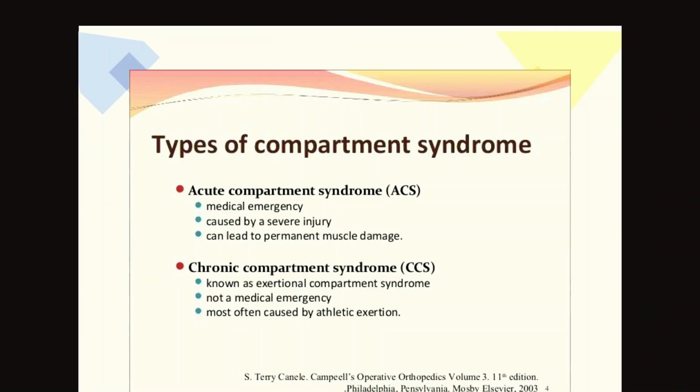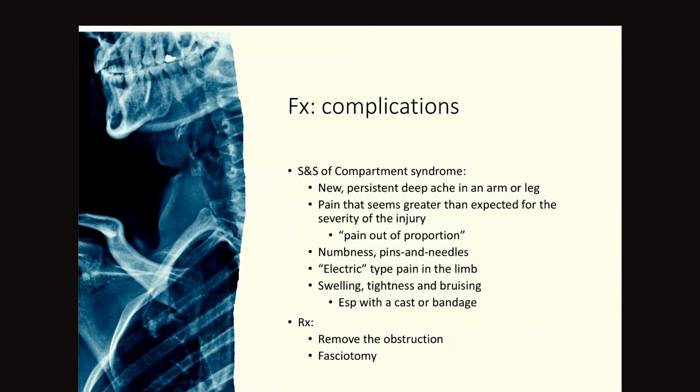So there's acute and there's a chronic form. The acute is the medical emergency, usually caused by a severe underlying injury. Something caused it to happen and it can lead to permanent damage. Chronic compartment syndrome, not a medical emergency, usually just by athletic exertion, exertional compartment syndrome. Okay. So complications, again, signs and symptoms of compartment syndrome, new persistent deep ache in the arm or leg.